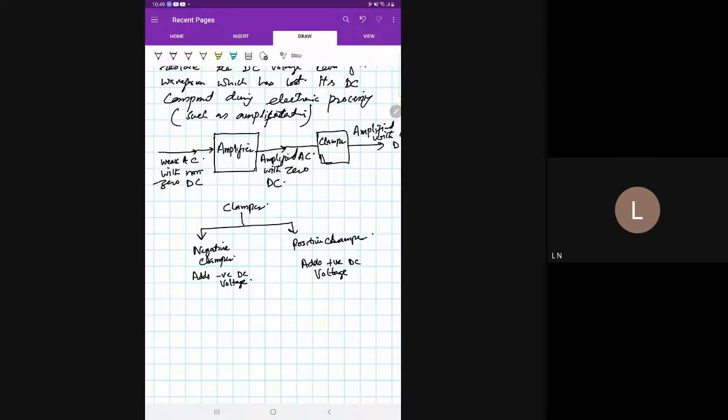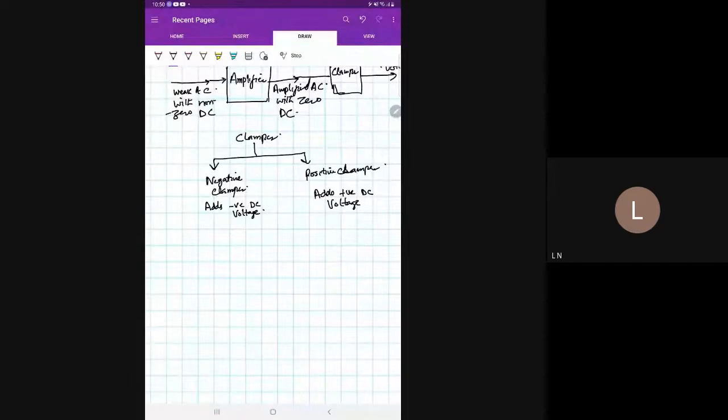DC voltage, and we have two types of clampers. One is negative clamper, another is positive clamper. Okay, negative clamper and positive clamper. So I'll quickly draw negative clamper and then we'll stop. Negative clamper.